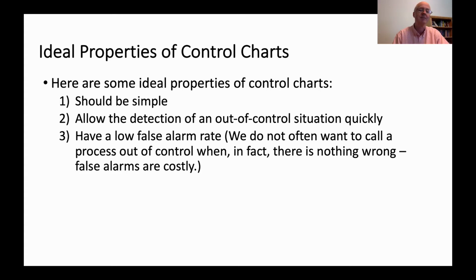Third, they should have a low false alarm rate. In other words, we do not want to call a process out of control when in fact there's nothing wrong. False alarms are costly. If you know about hypothesis testing, this is similar to making a type 1 error, where you reject the null hypothesis when it's in fact true. The null hypothesis here would be that the process is in control, and you're rejecting that, saying it's out of control when it's really in control. And finally, they should work well with small samples, hopefully samples of size 4 or 5 as are commonly used.